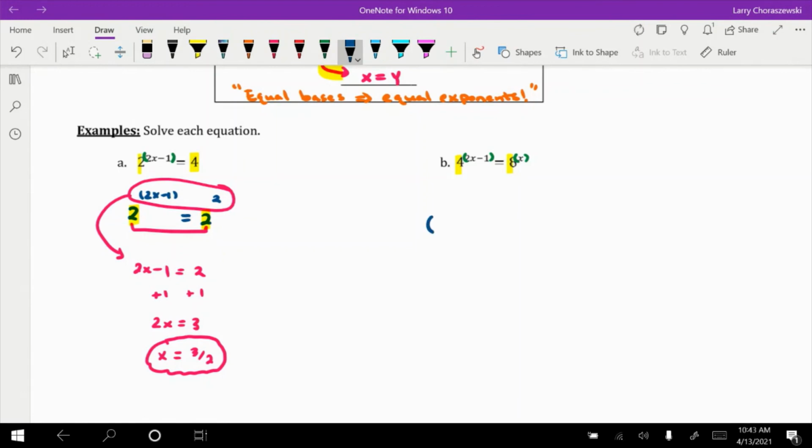So much like in the last problem, I'm going to rewrite this 4 as 2 squared, but I'm going to put that in parentheses, and you'll see why in just a minute. And outside of the parentheses is the exponent of 2x minus 1. And on the right, let's rewrite 8 as 2 cubed, raised to the power of x.